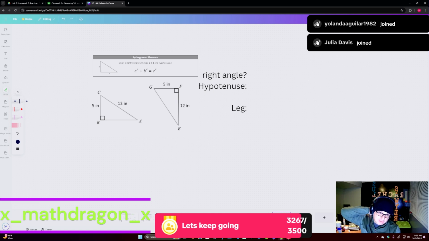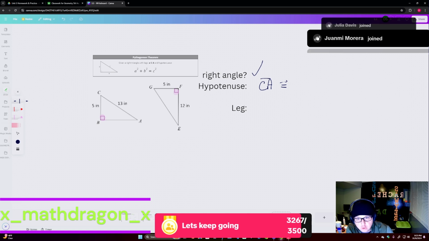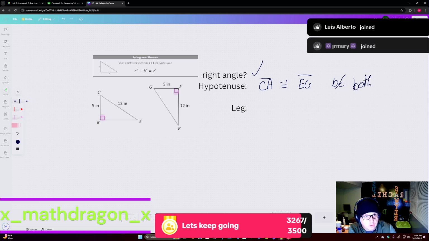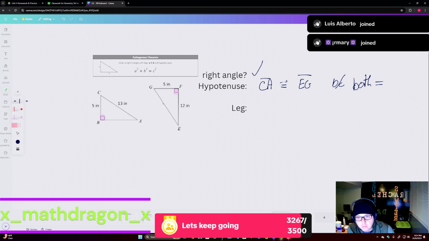Now, this one's a little trickier because first off, let's do our normal 90 degree. So far, so good. But the hypotenuse, we want to show that CA is congruent to EG because both equal, but there's no value here. This one's 13, so we need them both to equal 13 in order for that to work.